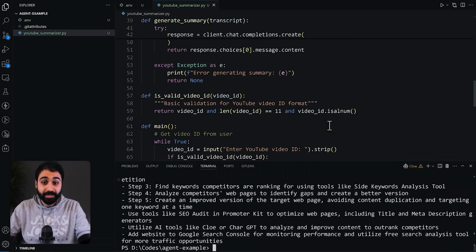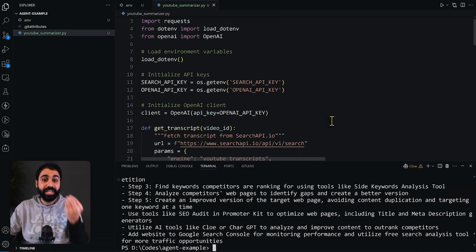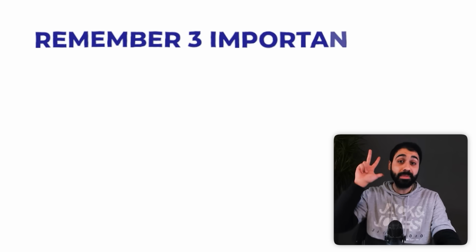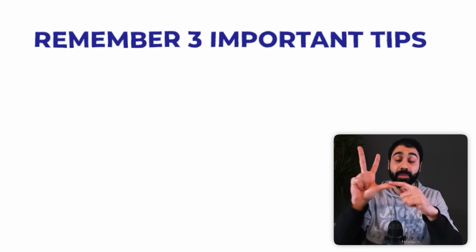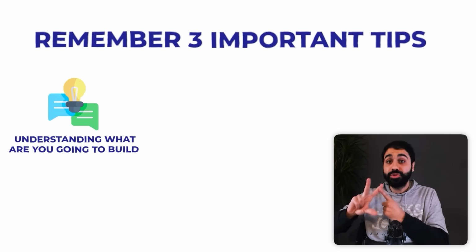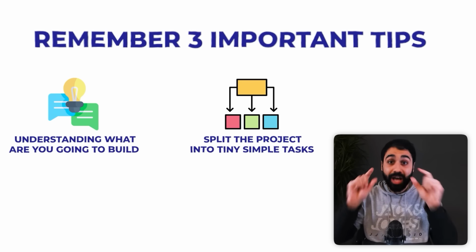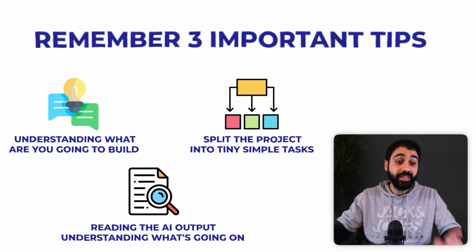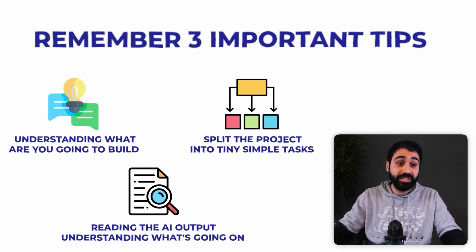You can see the power of AI today, how we can build and develop automation scripts in a couple of minutes, as you saw right now. As I mentioned again, remember 3 important tips. Number 1, understanding what you are going to build. Number 2, split the project into tiny, simple tasks. And step number 3 is reading the AI output, understanding what's going on.